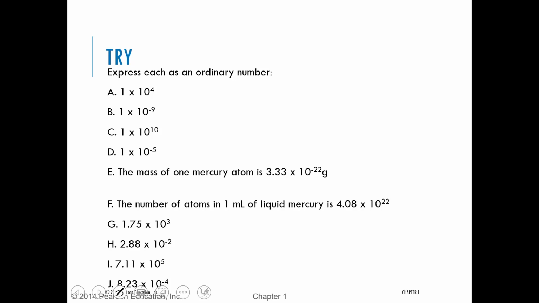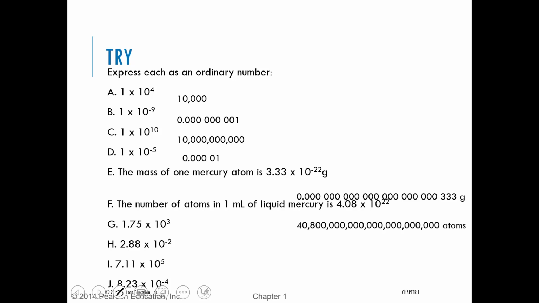Now here I want you to try the opposite. Here I'm giving you the scientific notation, and I want you to write them as ordinary numbers or in their long form. So take a second, pause the video, and write these out in their long forms. All right, double check your answers to see if they match mine.